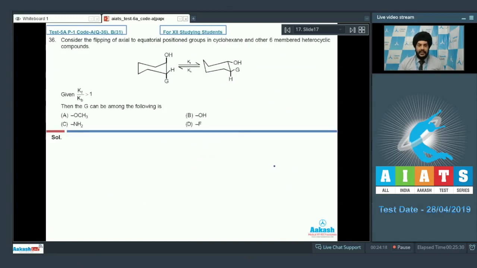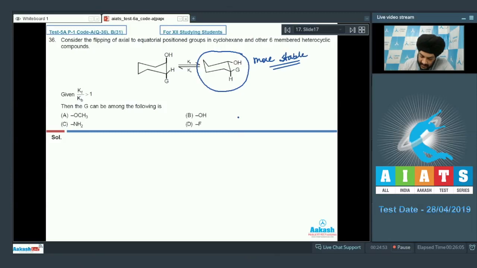Question number 36. Consider the flipping of axial to equatorial position groups in cyclohexane and other 6-membered heterocyclic compounds. So we have been given that Kf by Kb is more than 1, which means that this form has to be more stable. So this form is going to be more stable when there is intramolecular hydrogen bonding which is happening between OH and G. So we are looking for groups which can form hydrogen bonds with the H of the OH group.